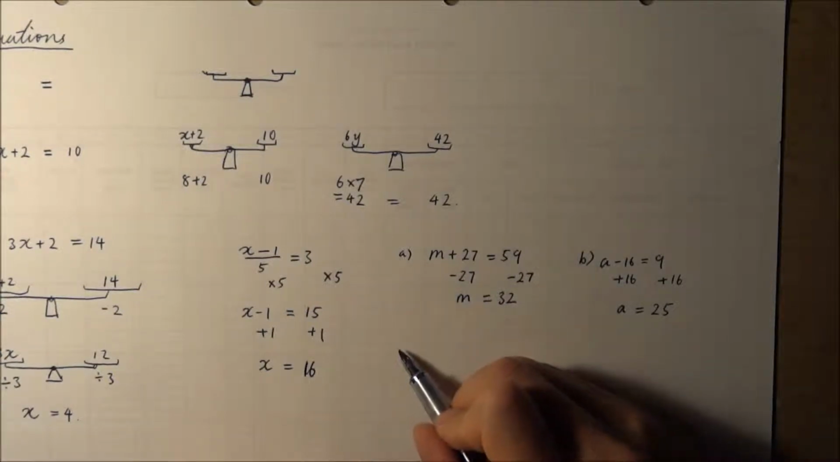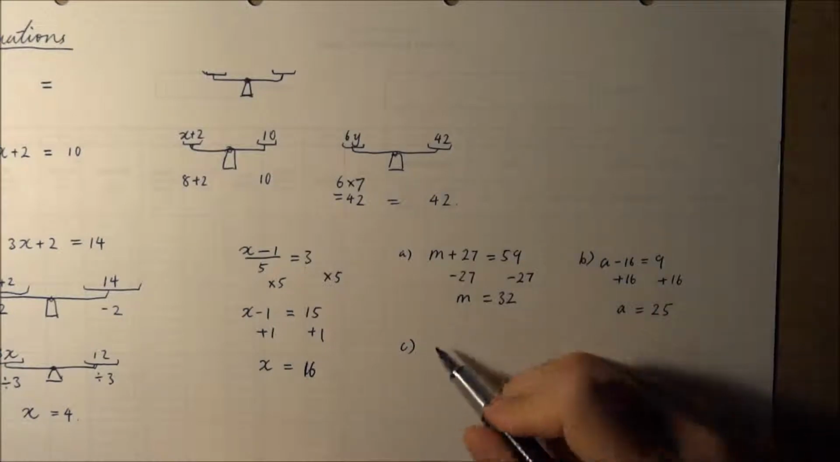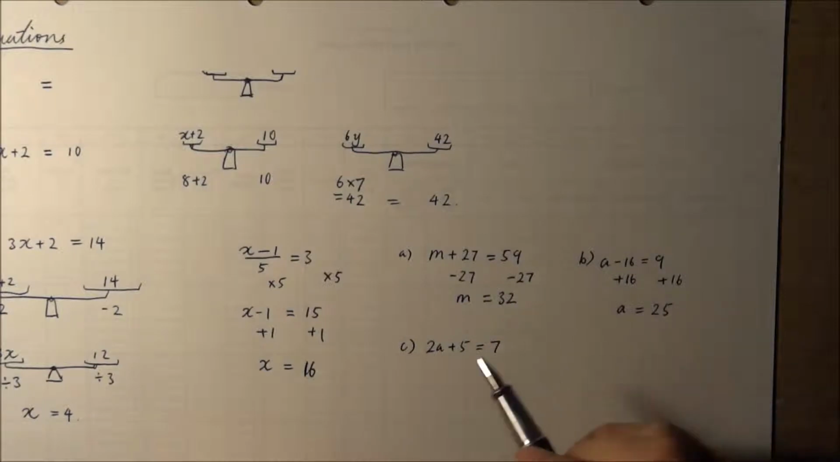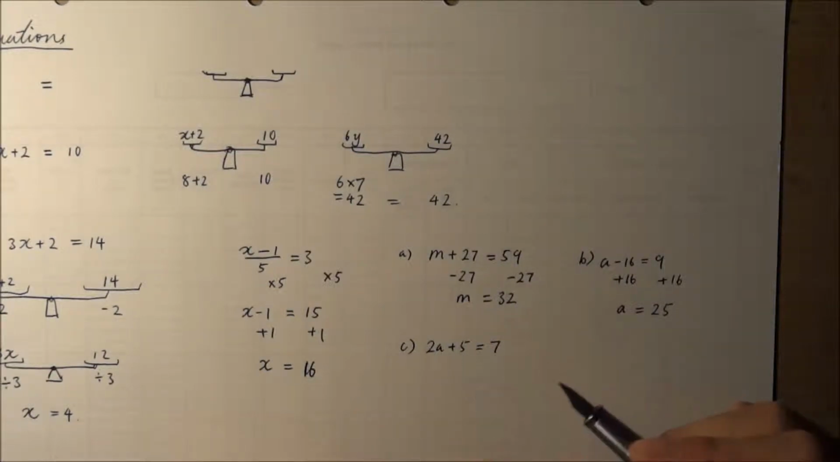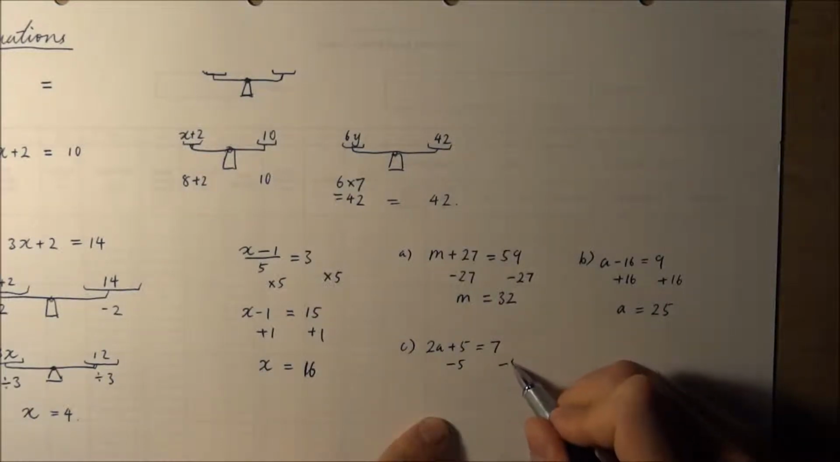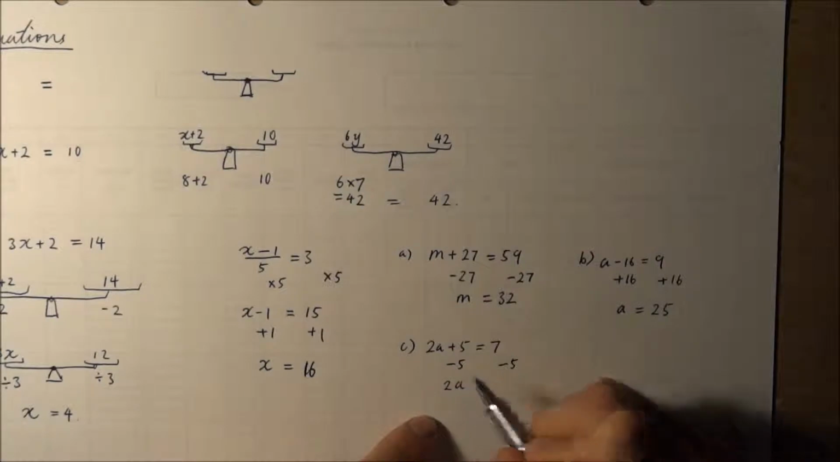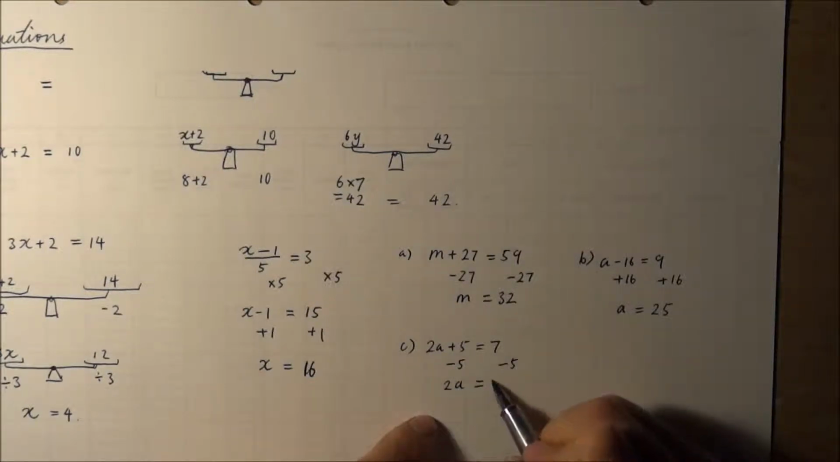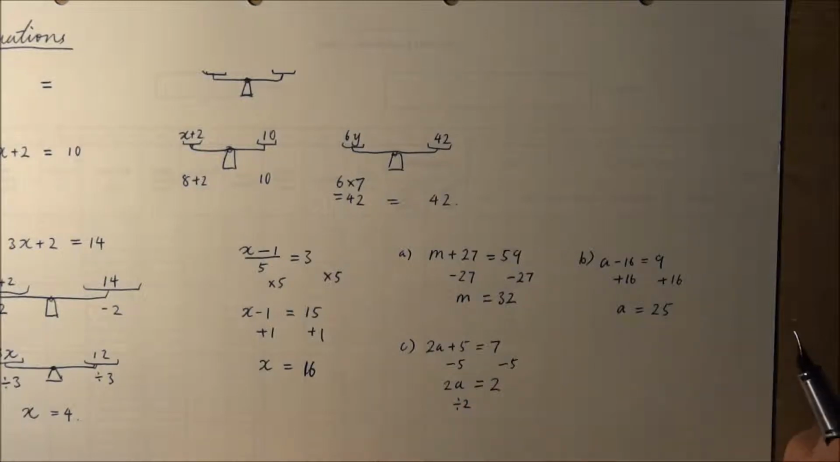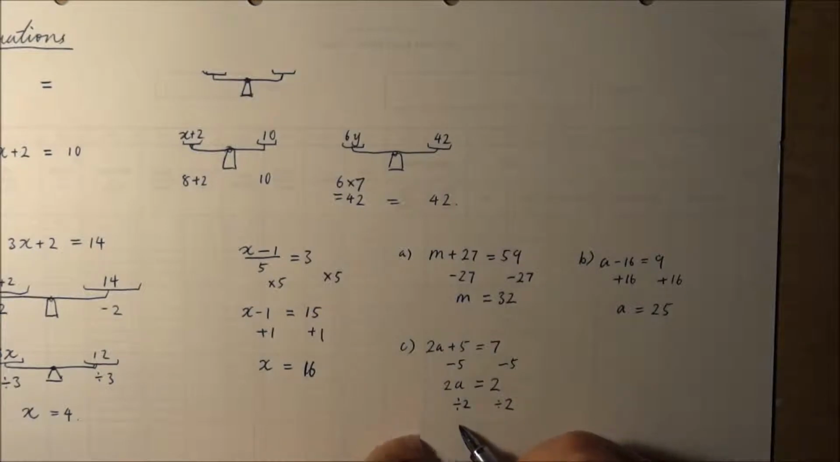For multi-staged ones, let's say we have 2a plus 5 equals 7. The first thing we have to do is cancel out the plus 5, which we'll do by minus 5. And we'll do it to the other side as well. So we have 2a equals 7 minus 5, 2. So we have 2a equals 2, and we can cancel out this 2 by dividing by 2, which we have to apply to the other side as well. So 2a divided by 2 is a, and we end up with 1.